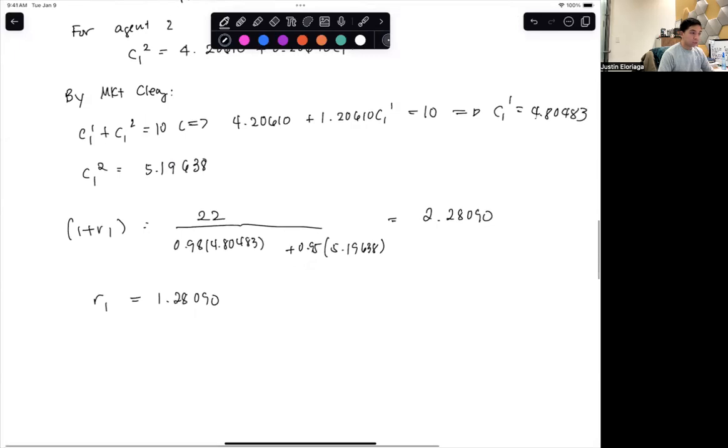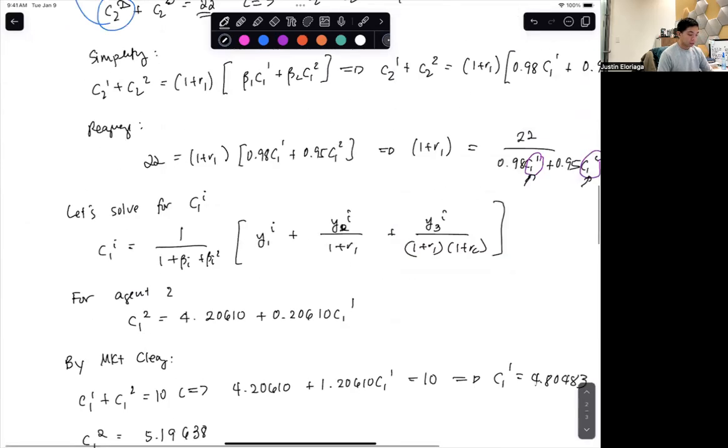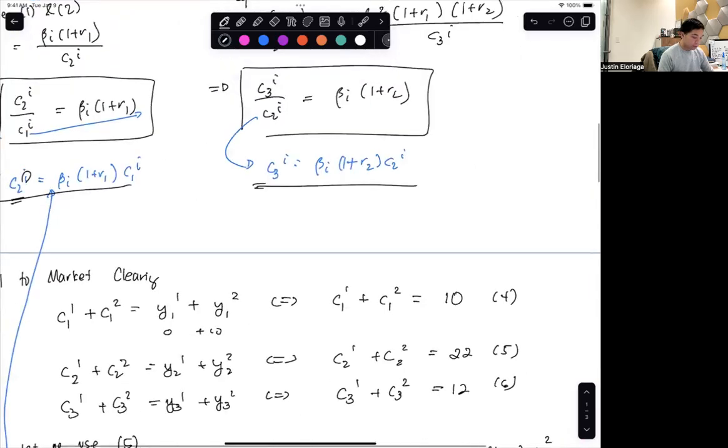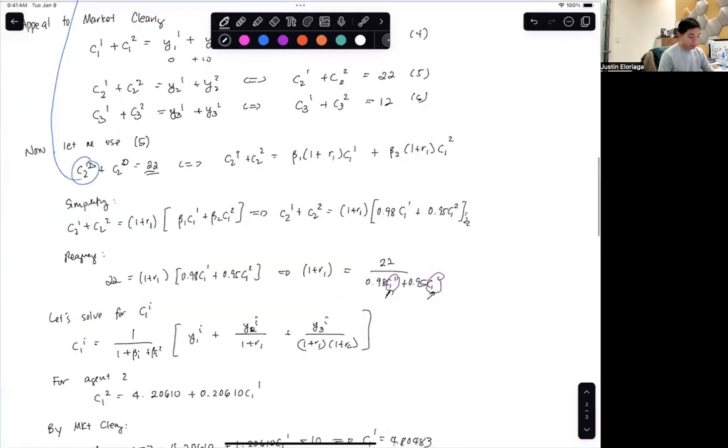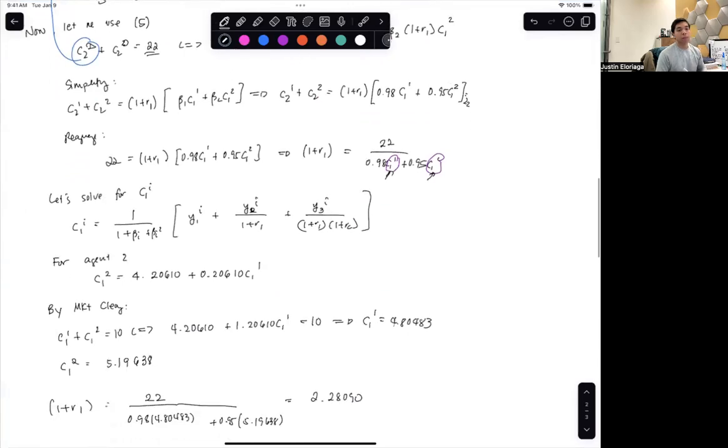If you do the same procedure for R2, knowing everything in R1, you can just plug into one of the C's. You get that R2 is going to be equal to negative 0.43462. So that's a little bit of a lengthy solution, but it tells us how to solve a representative agent, heterogeneous agents problem, wherein we have two different betas in the consumption savings frame.